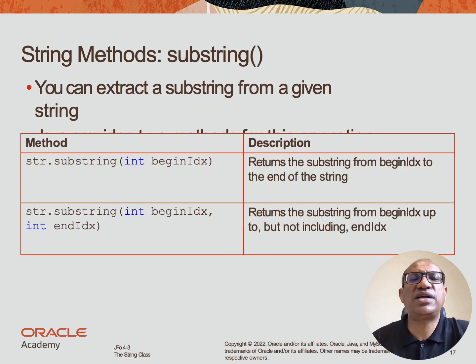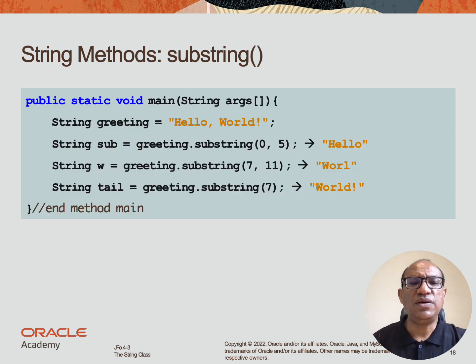You can also extract substrings using the substring method. There are two versions. One takes a single parameter, the other one takes two parameters. The second method excludes the character at the end index. This example shows how substring slices a string into smaller parts.